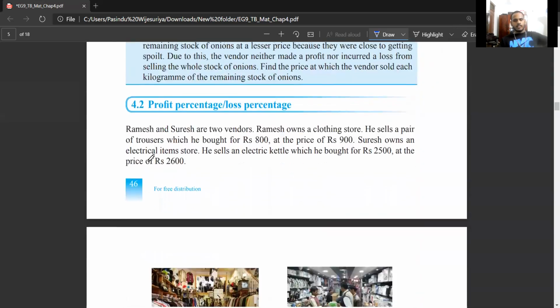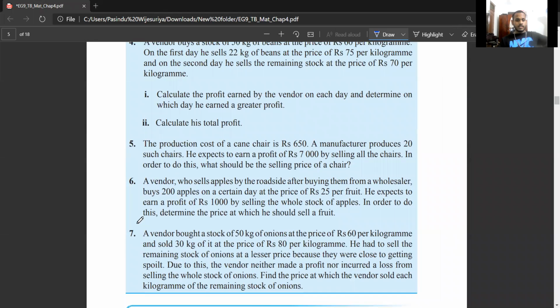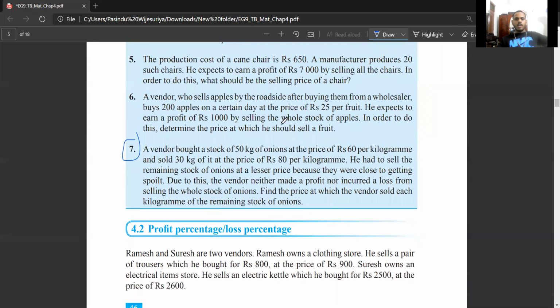So let's do a question like this. Maybe let's do question number 7. A vendor bought a stock of 50 onions, and each onion is 60 rupees. That's one onion. And sold 30 of it for the price of 80. Wait, 80 per kilogram.